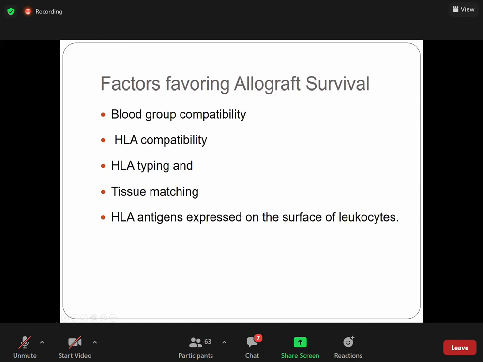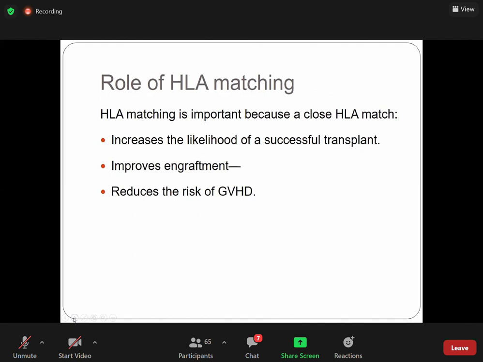Okay, what are the factors which affect allograft survival? Blood group compatibility, and HLA matching is the most powerful factor in allograft survival. We do matching before the transplantation. HLA matching is important because a close match increases the chance of successful transplant, improves engraftment, and reduces GVHD. Engraftment, do you remember? Can anyone tell what engraftment is?